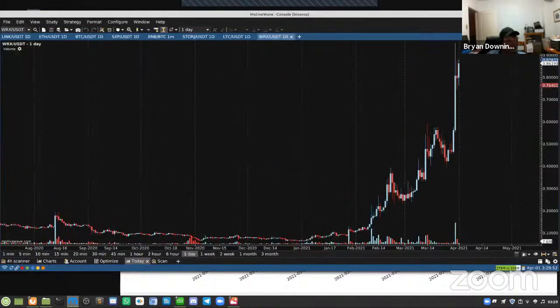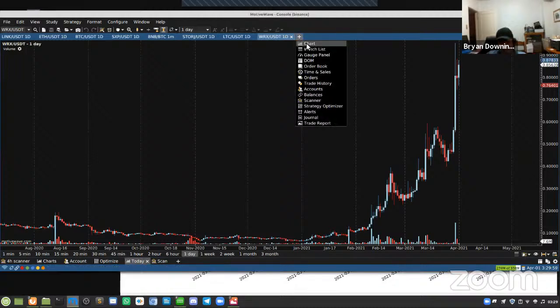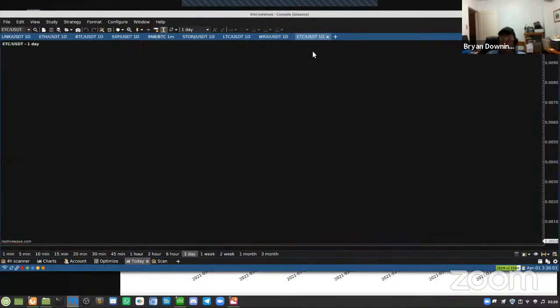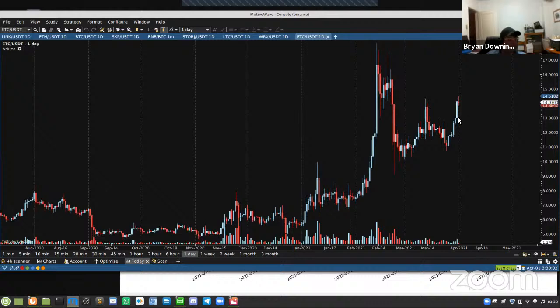When the win ratio is lower, it means that coin's fairly volatile. ETC, as I mentioned, see that. ETC, good move.